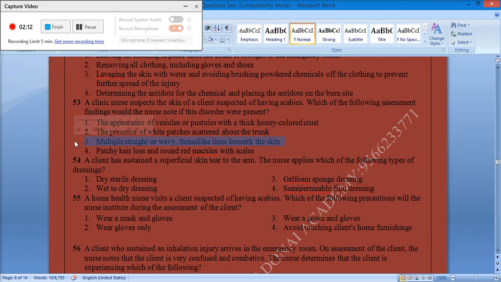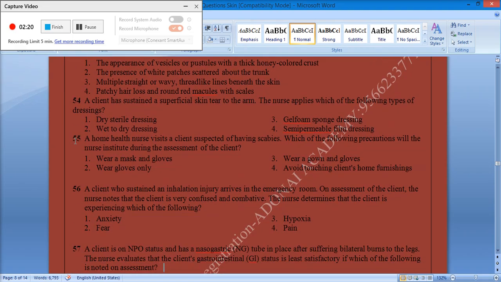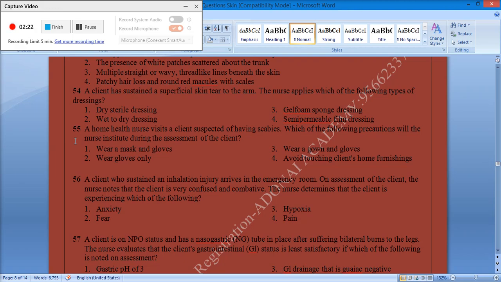54. A client has sustained a superficial skin tear to the arm. The nurse applies which of the following types of dressing? 1. Dry sterile dressing. 2. Wet to dry dressing. 3. Gel foam sponge dressing. 4. Semi-permeable film dressing. The correct answer is 4. Semi-permeable film dressing.